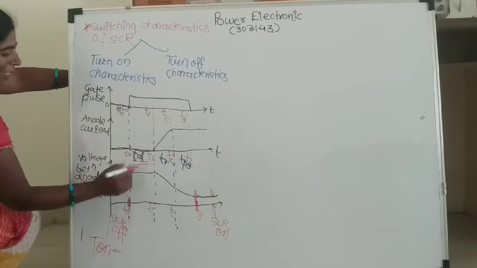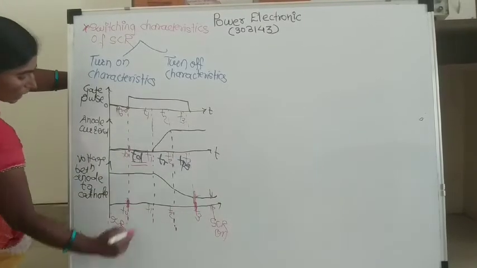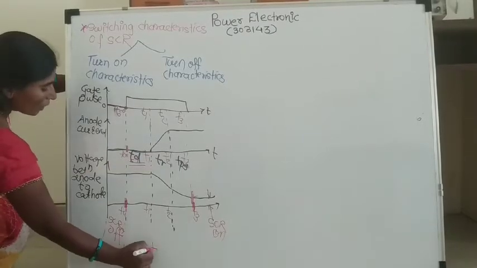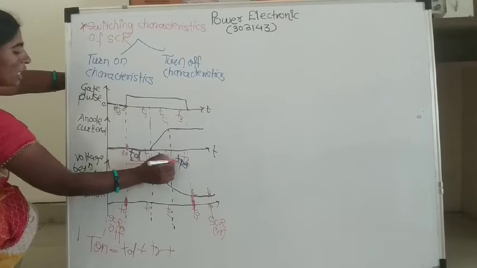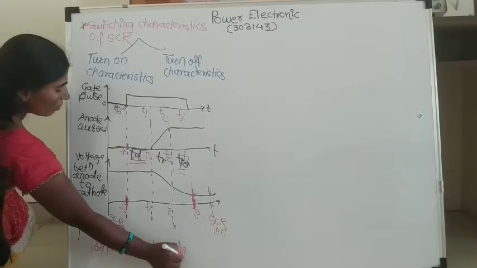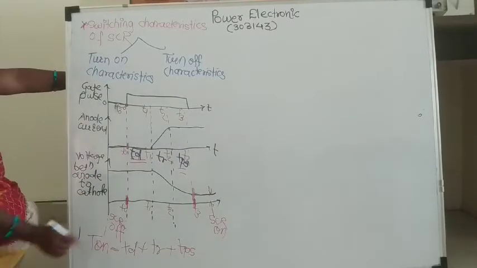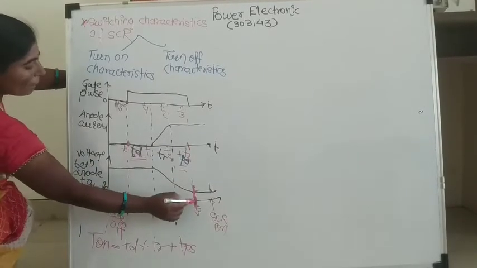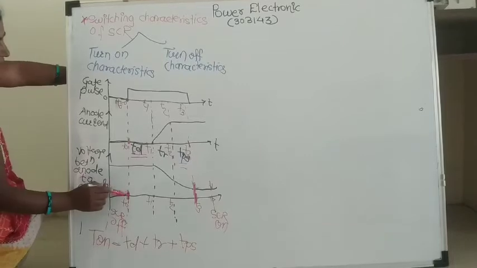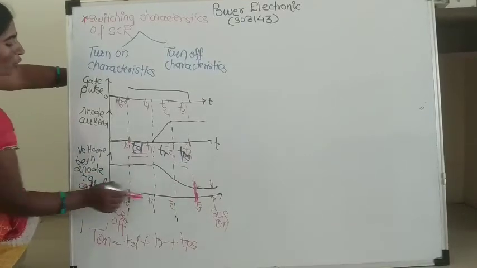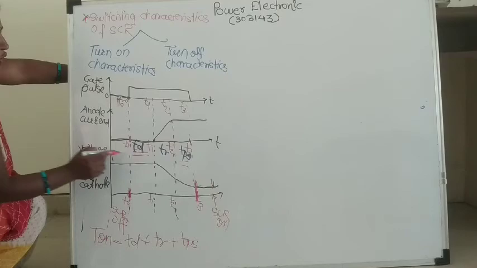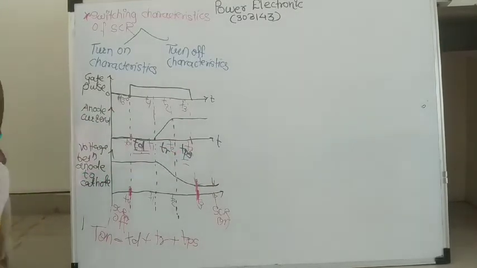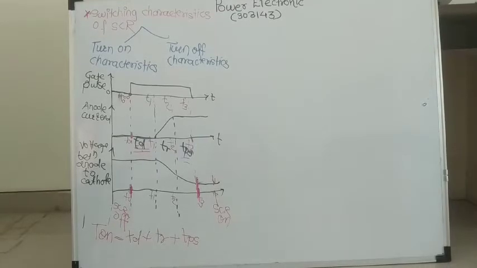Hence T on time is equal to TD, that is delay time, plus TR, that is rise time, plus TPS, that is plasma spread time. And after this interval, your SCR completely goes in on condition. This is the time required to turn on the SCR. Now what is meant by delay time, what is meant by rise time, and what is meant by plasma spread time? See one by one.